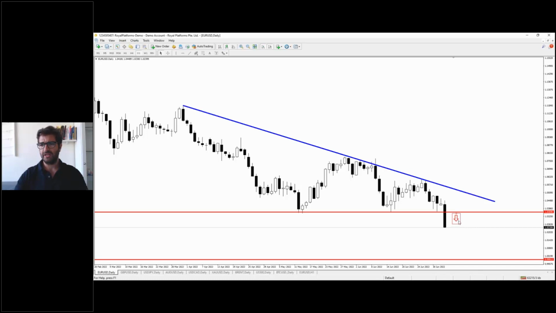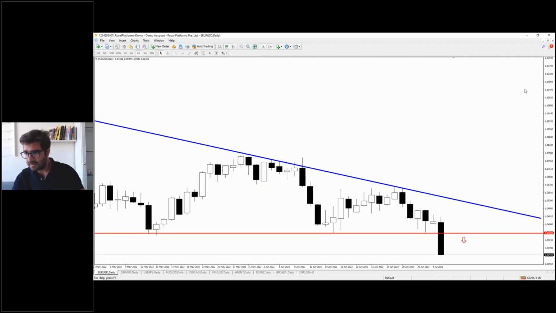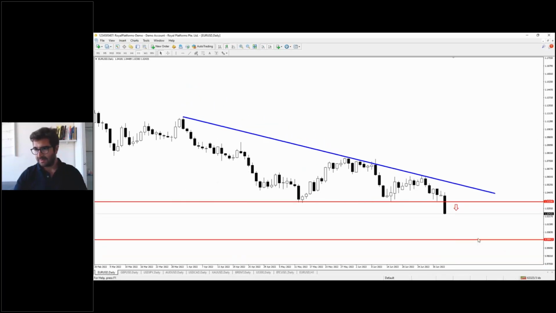We have a strong negative momentum, and in my opinion, if this Euro USD current bar closes today below this 1.0359, most probably the market will continue its move all the way down until the 0.99 level.